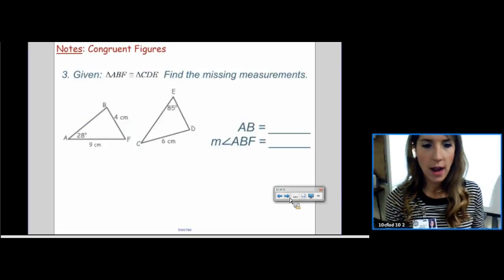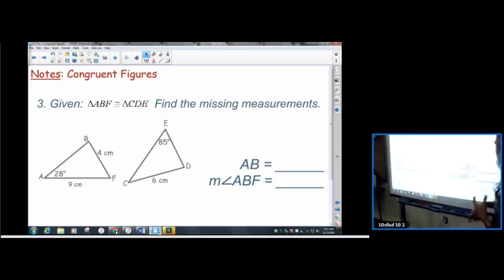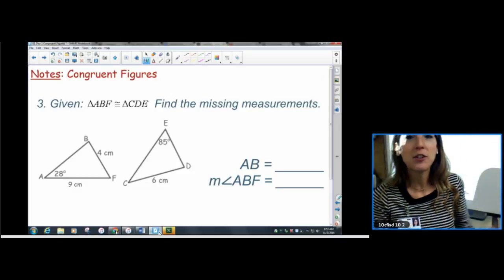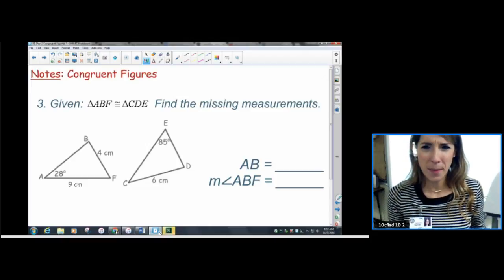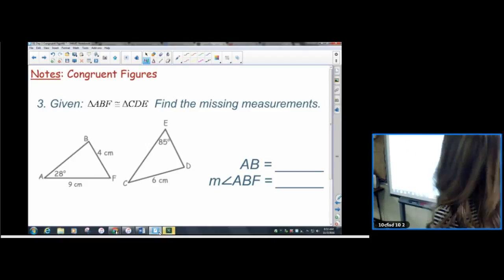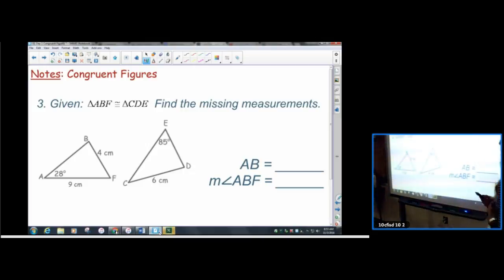All right, go ahead and try this one. All right, so now we're actually going to use congruent figures to solve for something. We just talked about them being congruent, but when do people ever use this? Why do we need congruency? So now we can actually solve for something that's missing.